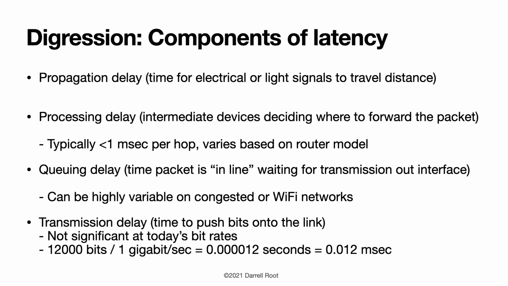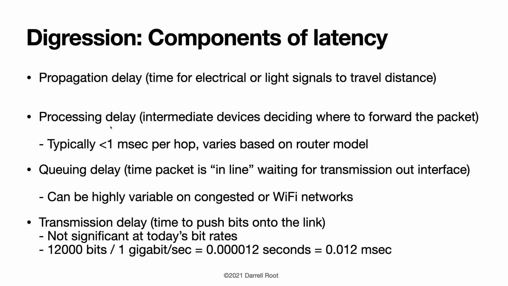Latency is the amount of time it takes for a network communication to get to the destination. It has several components. We have propagation delay, which is the time for the electrical or light signal to travel the distance. Light speed is fast, but it still takes time for light to even get across the United States.